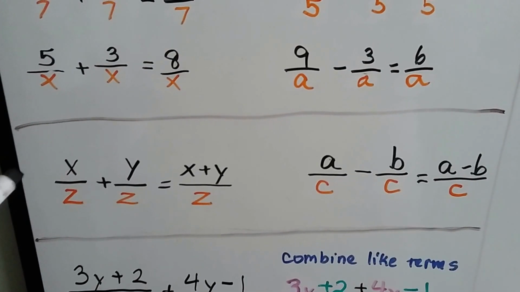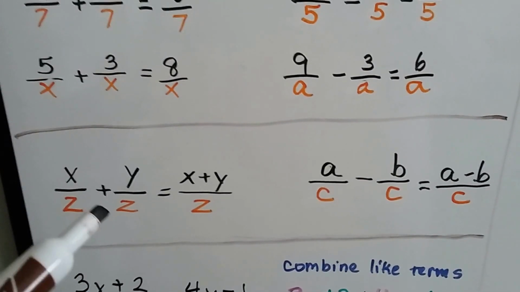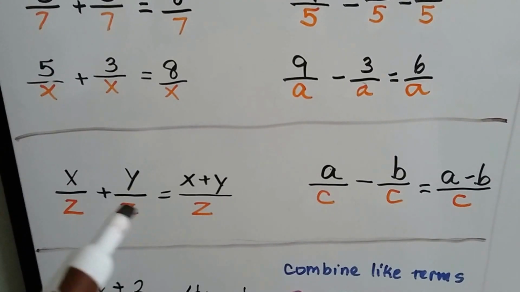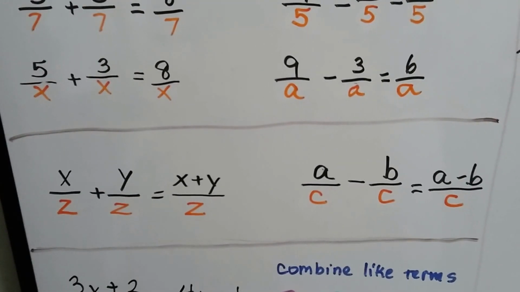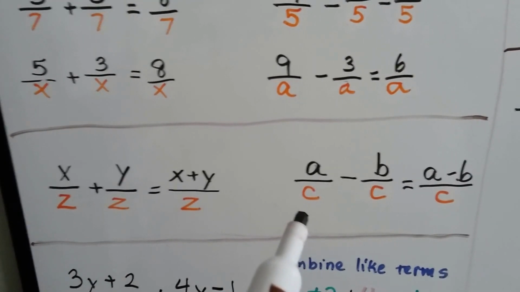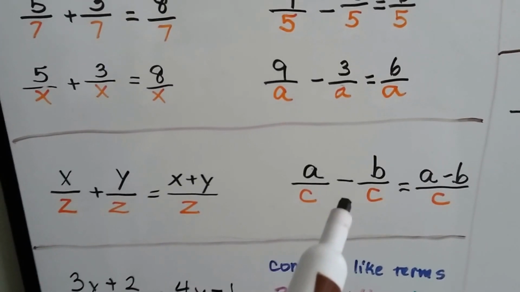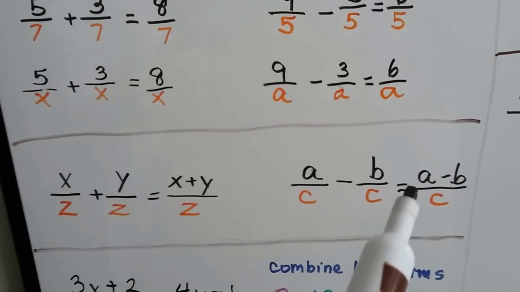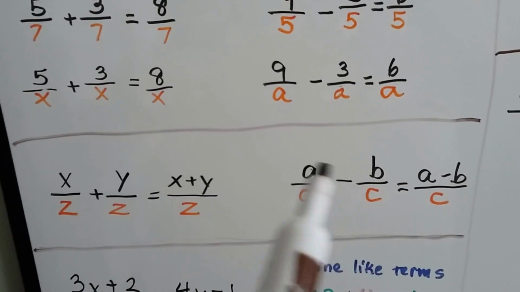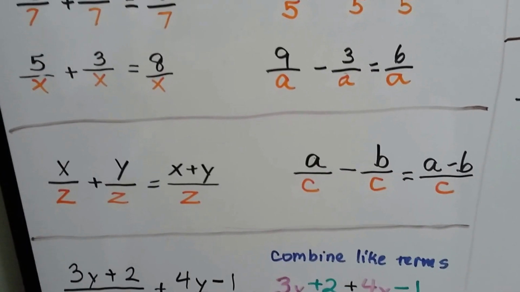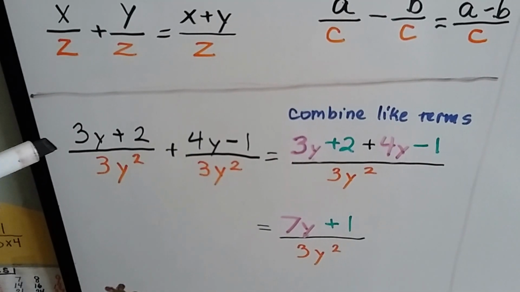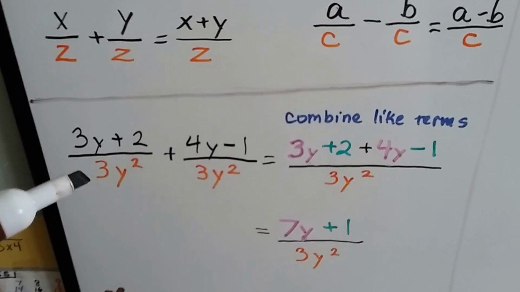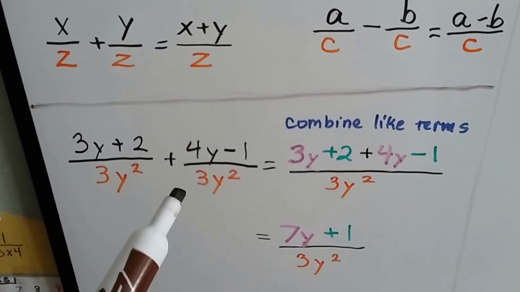Take a look at this one. Now we've got x over z plus y over z. Well, because these are different variables, we end up with just x plus y over z. And for subtraction, if we've got a over c minus b over c, it simplifies to a minus b over c, because these are different, aren't they? We can't combine them.